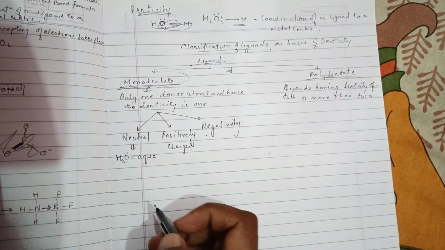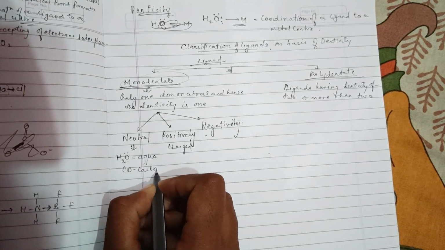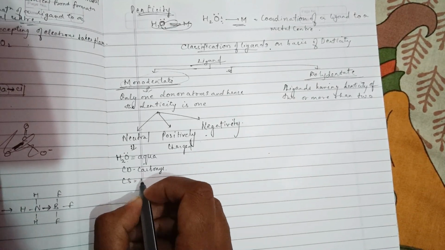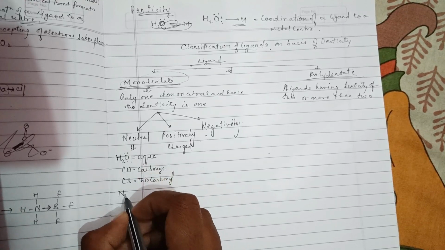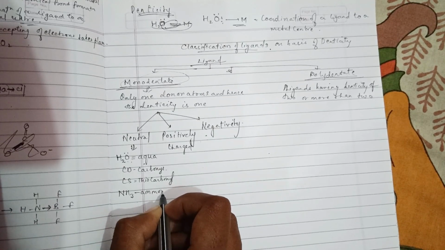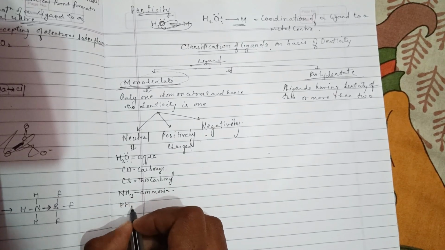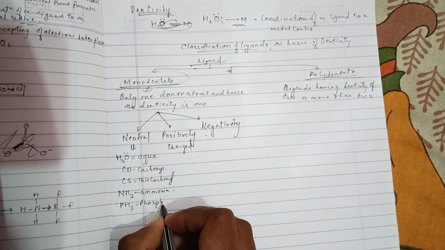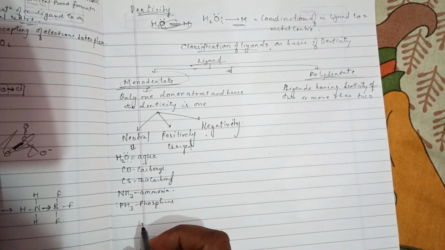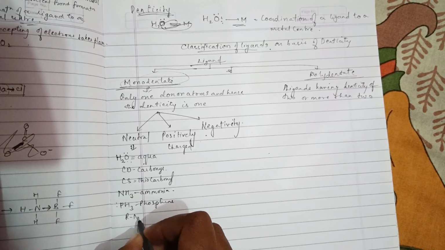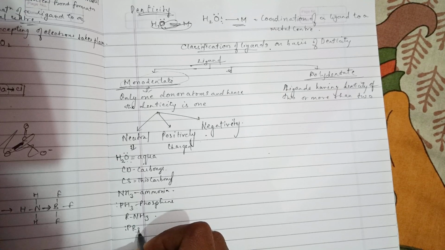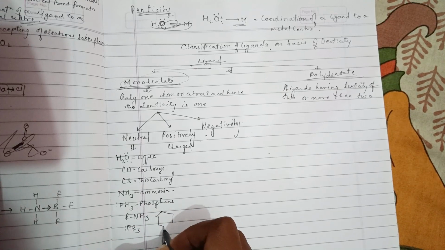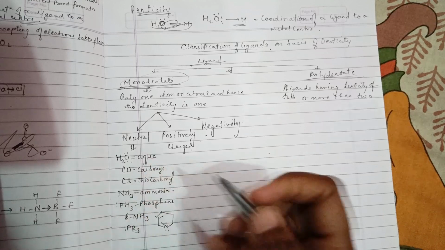Okay, aqua. CO, carbonyl. CS, thiocarbonyl. Since they don't have any charge on them. NH3, that is ammonia. Phosphine. Alkyl ammonia. Trialkyl phosphine. Pyridine. So these are examples of neutral ligands.